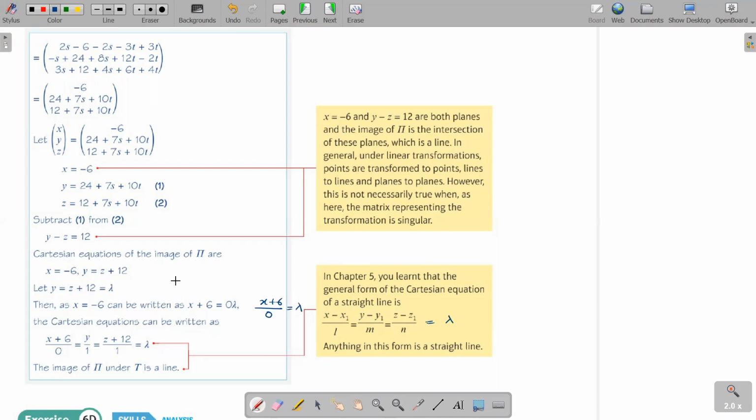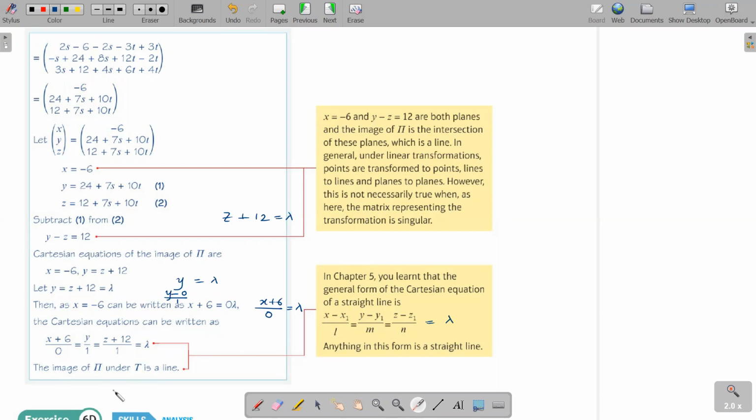And when it comes to y, we directly have y equals lambda, which means what? This should be y minus 0 over 1, right? y minus 0 over 1 because it's just y. Are you listening to this? And then what about z? z plus 12 is equal to lambda, right? It means it's z plus 12 over 1, because I need it in this format to get the Cartesian equation. So this is the equation of the Cartesian line. The plane is transformed into a line.